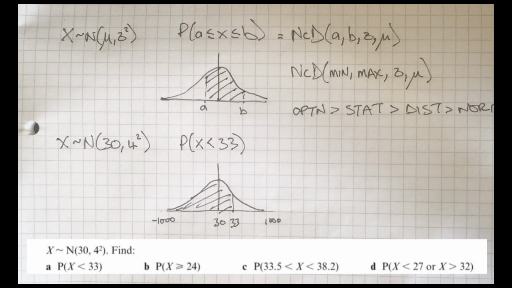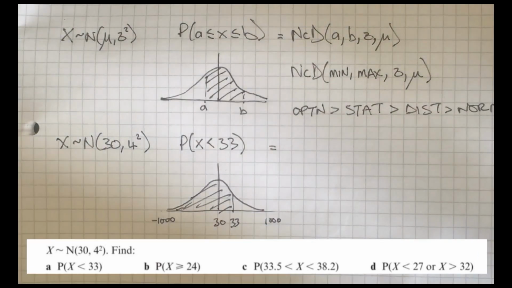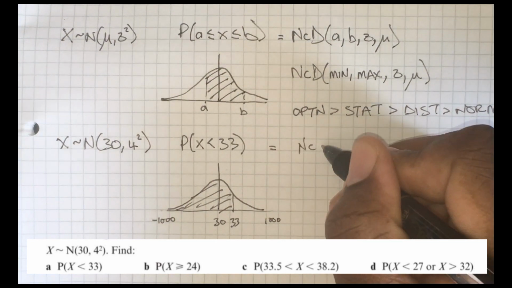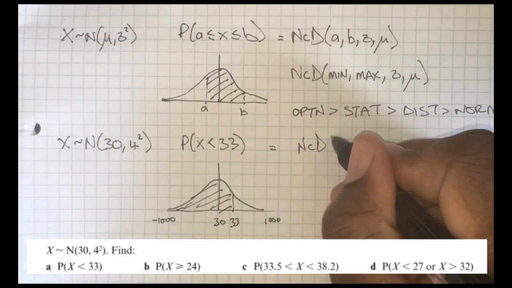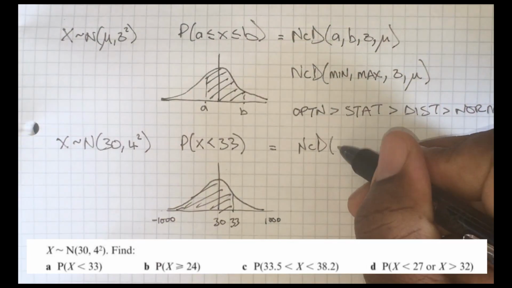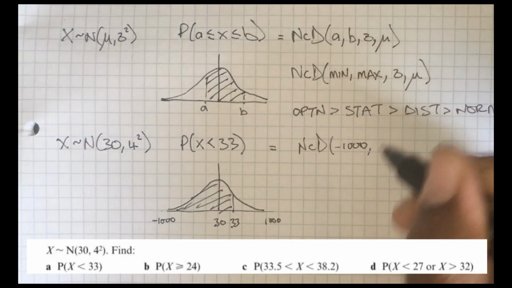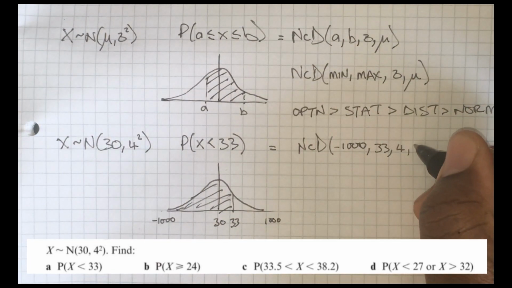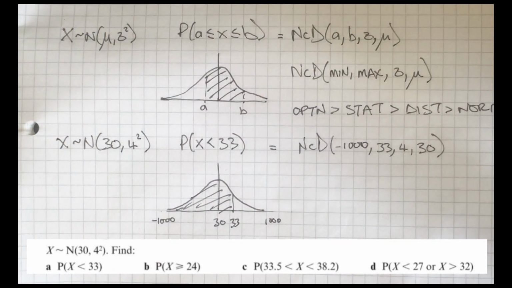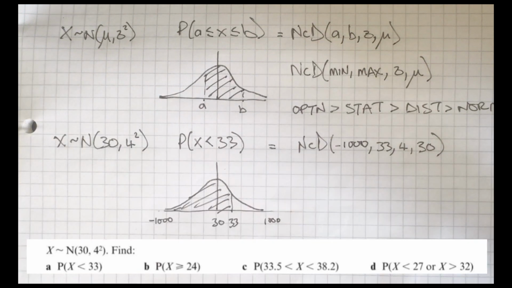If you remember, 99.7% of the values are within 3 standard deviations. So as long as I'm more than 3 or 4, or even just to be safe 5 standard deviations away, that value would work. I recommend just blanket using negative 1,000 or negative 10,000 or whichever number you prefer. So my minimum value is going to be negative 1,000. My maximum value of the shaded area is 33, standard deviation of 4, mean of 30.